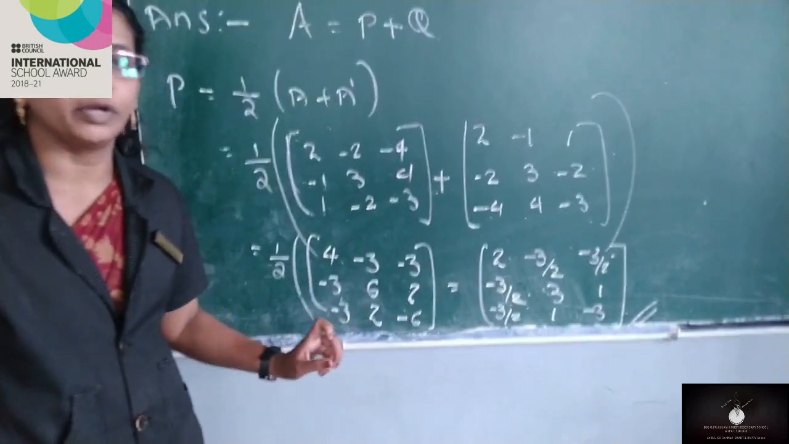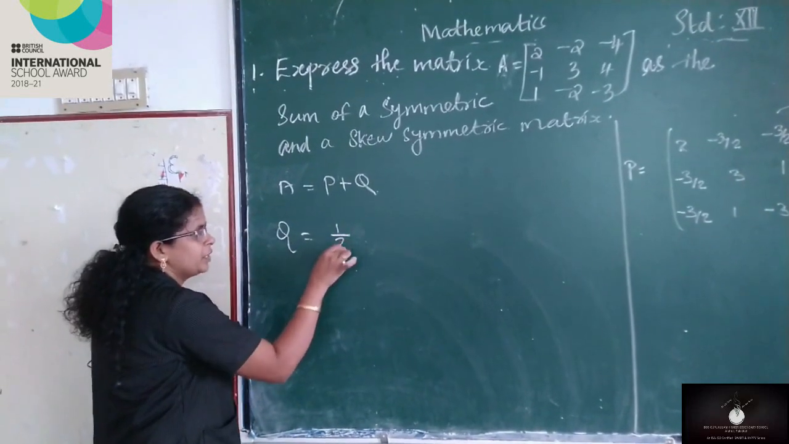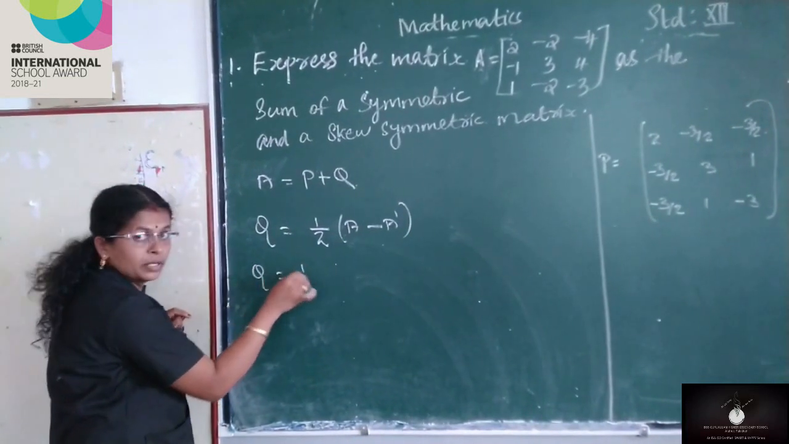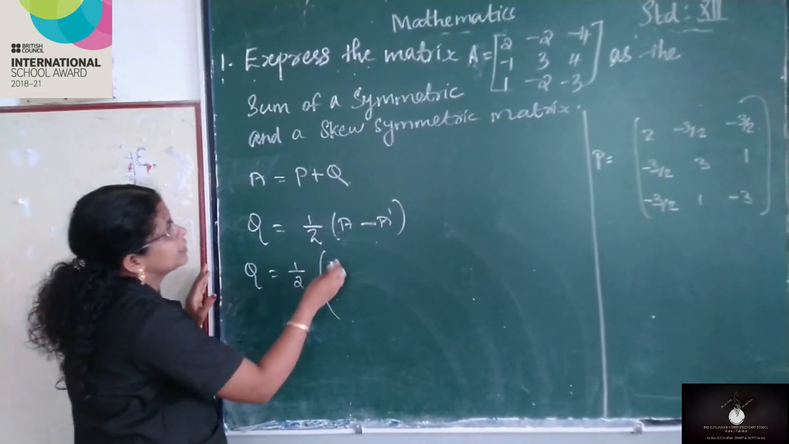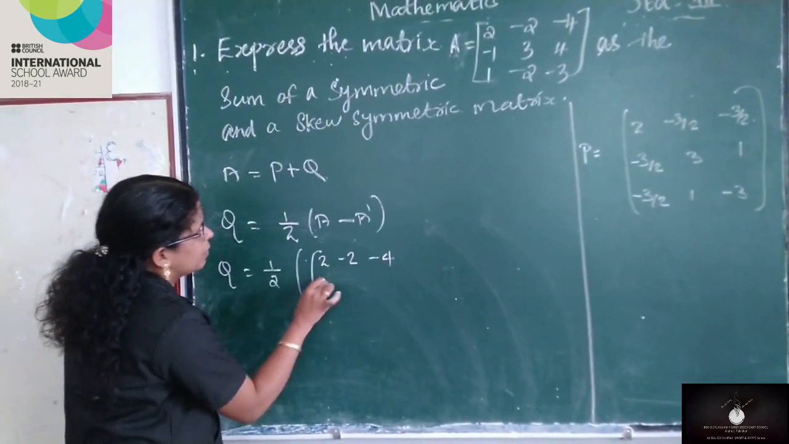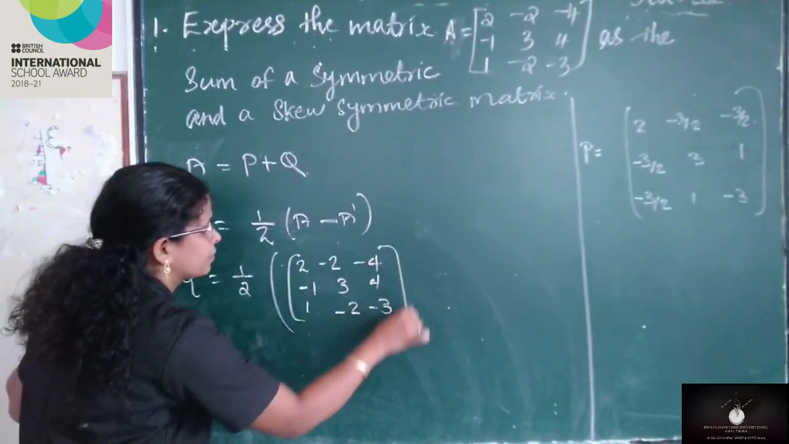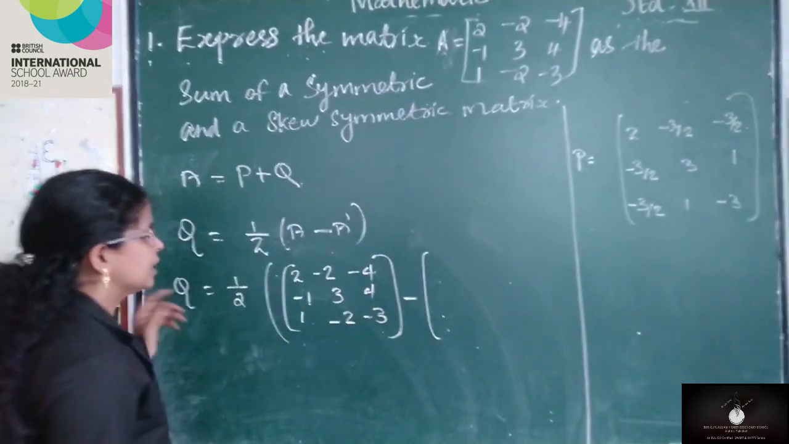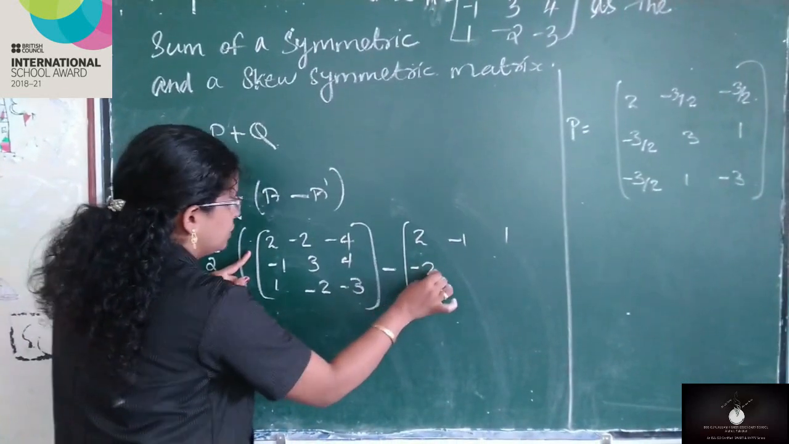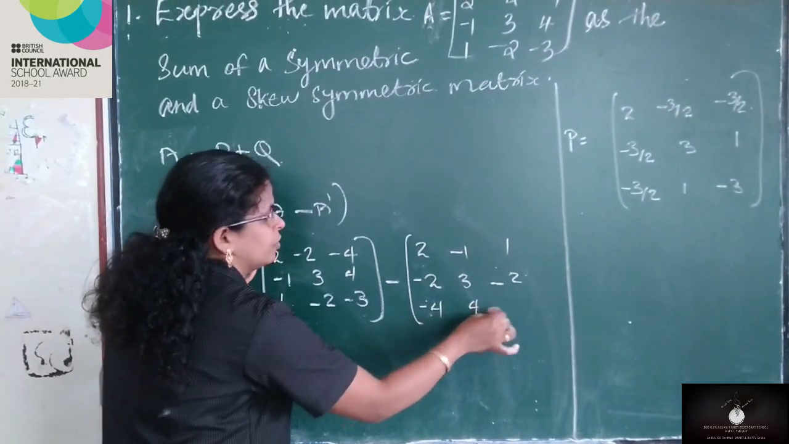Same way, we have to find out Q also. Next, Q equal to 1 by 2 of A minus A transpose. A is equal to the matrix 2, minus 2, minus 4, minus 1, 3, 4, 1, minus 2, minus 3, minus A transpose. A transpose equal to 2, minus 1, 1, minus 2, 3, minus 2, then third row minus 4, 4, minus 3.